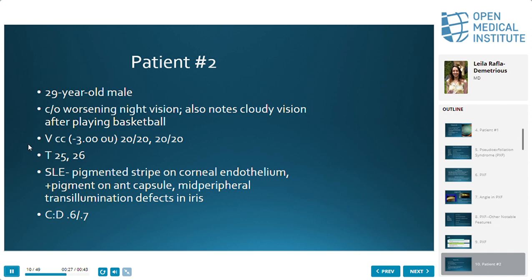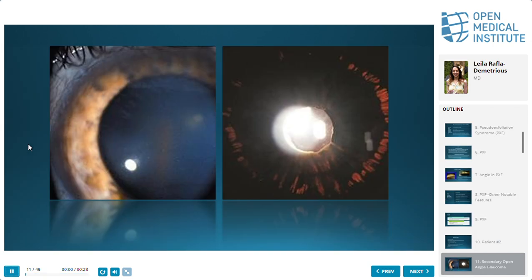On exam, we notice he has a pigmented stripe on his corneal endothelium, and also we notice some pigment on the anterior capsule, as well as some mid-peripheral transillumination iris defects, and he has some moderate cupping in both eyes. So let's look at some representative pictures. On the left, he has an endothelial stripe of pigment, and then we can also see some of these mid-peripheral transillumination defects.